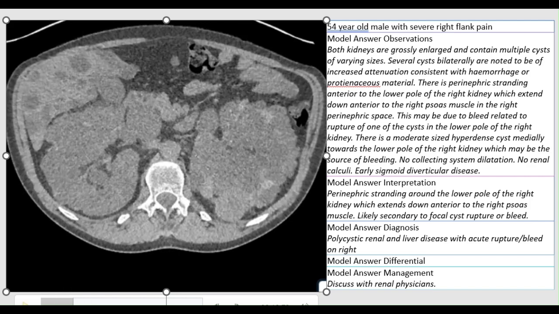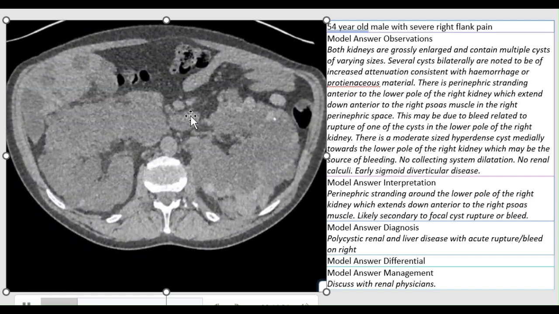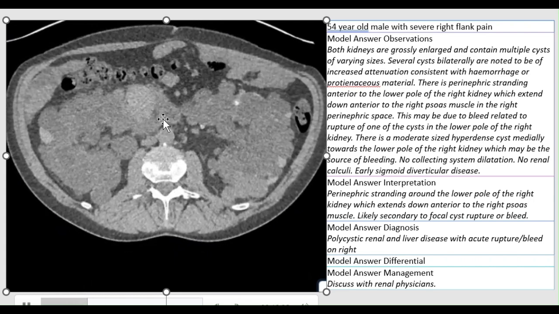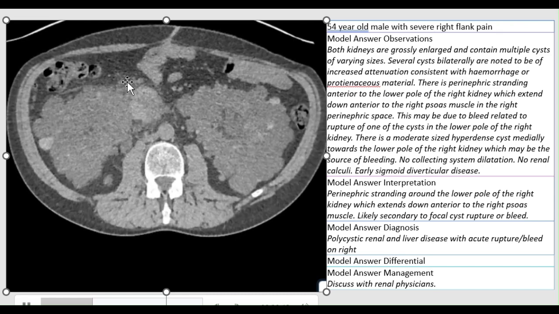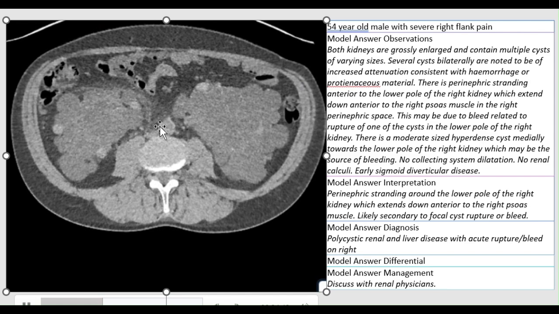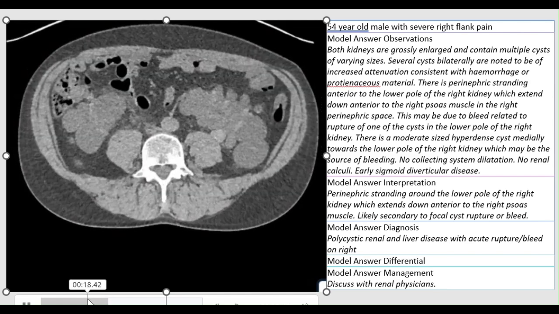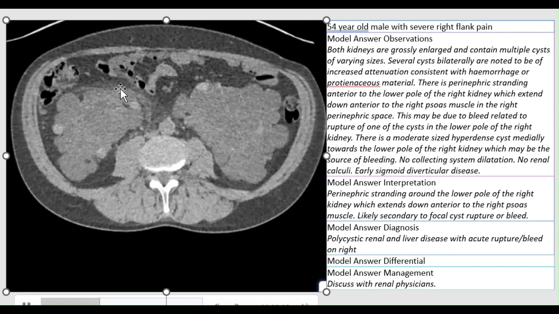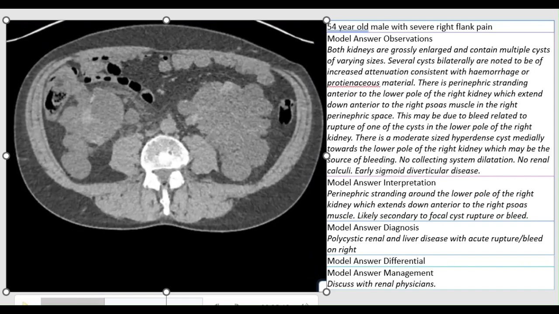Okay, I will show you this. Look carefully. So the cyst is here. Can you see this linear hyperdensity? Yes. Again, linear hyperdensity extending toward the area.